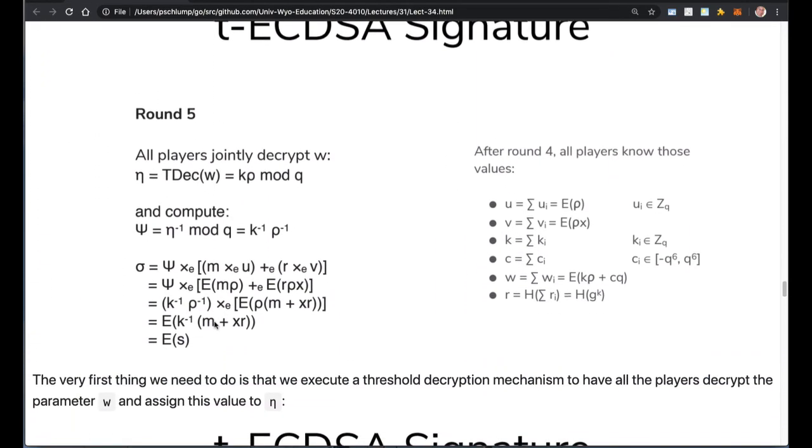Now, the last round, we go through and we do this horrible set of substitutions. But at the end of this, we have the final value, because I now have enough values to decode the w value. So we have eta, which is the decoded w value. And eta is, when we do the threshold decode, equal to k times p mod q. And we're going to use that in some substitutions down here.